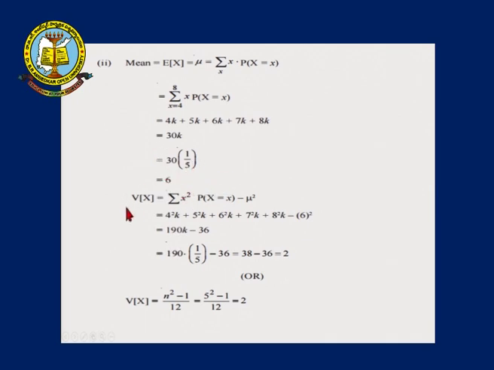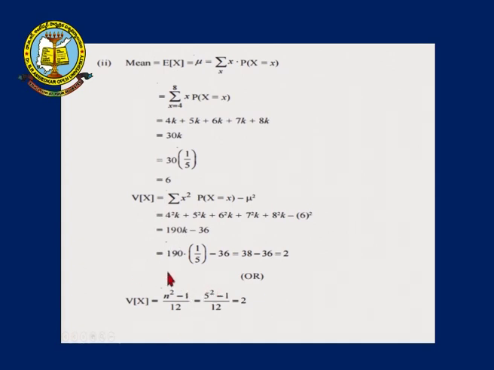Now, we can find the variance. What is the variance formula? Variance is equal to the summation of x square into probability of x, which is mu 2 dash minus mu 1 dash whole square. We already got the mean of the function as 6, and we can find the expectation of x square into probability of x, that is equal to 190k. So, therefore, variance of x is equal to 2.